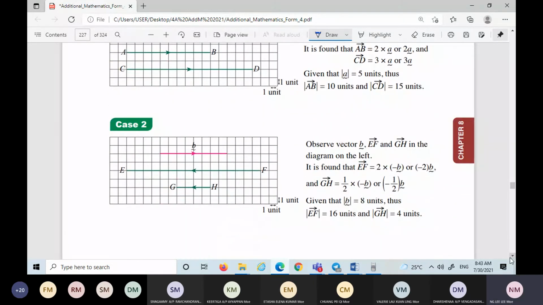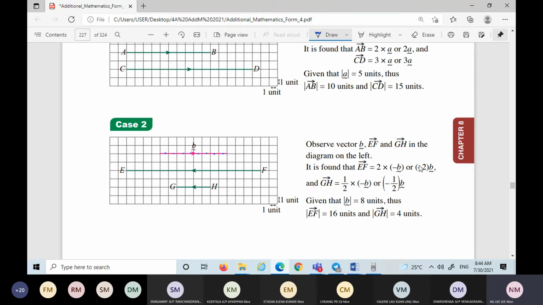How about case 2? Case 2 is different directions, with the negative. You have a vector B, vector EF, vector GH. B is pointing to the right, and EF and GH are pointing to the left. B is 8 units. EF is double the vector B, but because of opposite directions, you have to write negative B. So it's 2 times negative B, therefore you can write it as negative 2B.